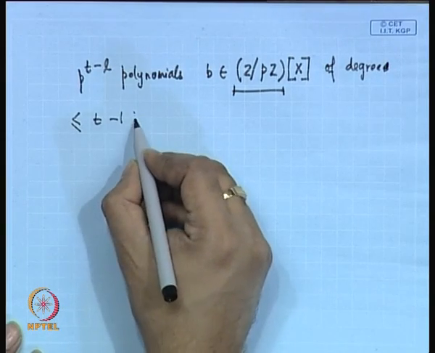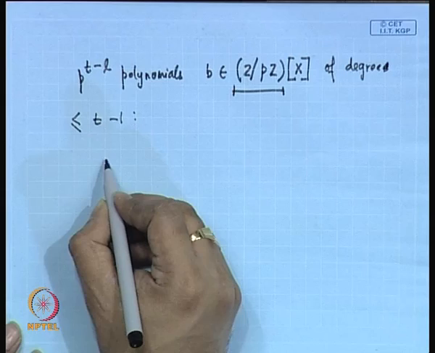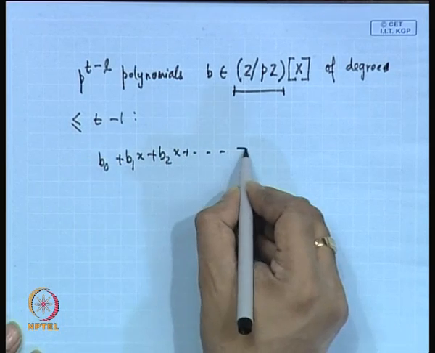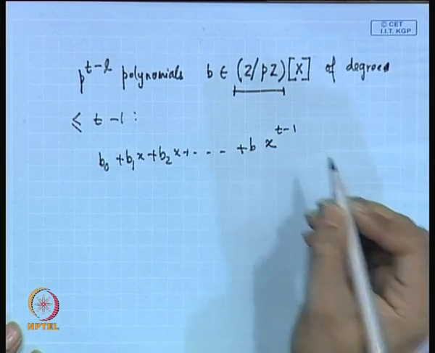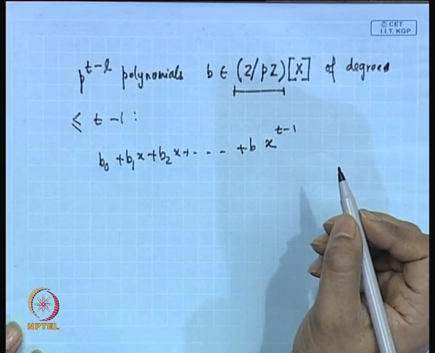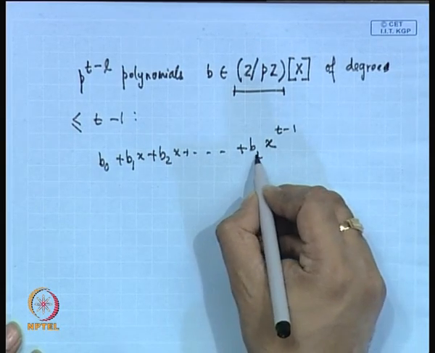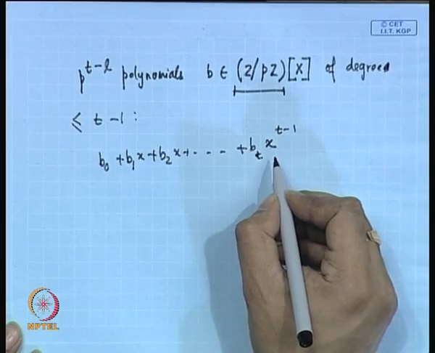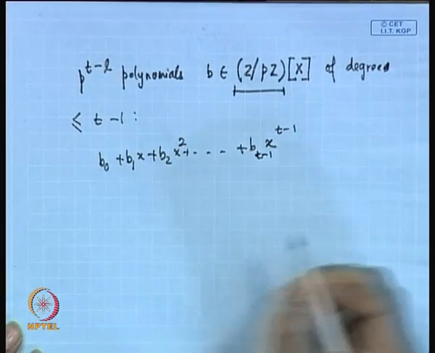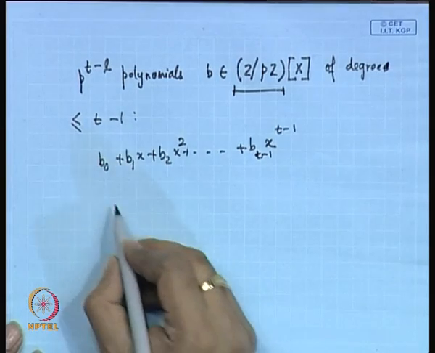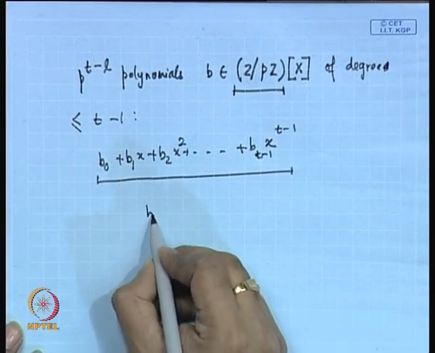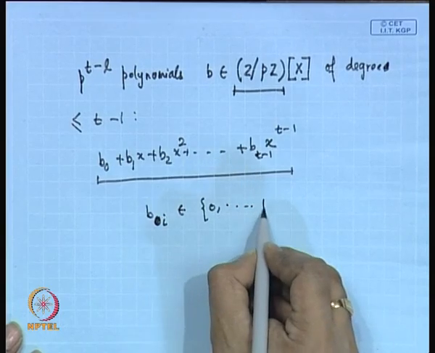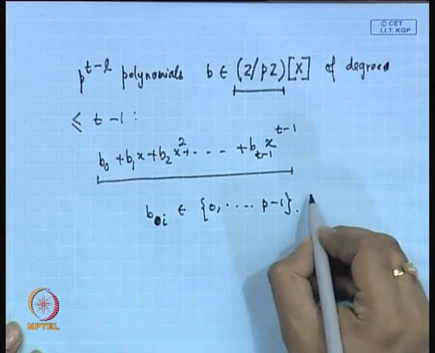Okay. So, what are the possible values of the polynomials? Polynomials could be like b0 plus b1 x plus b2 x squared and so on till x to the power of t minus 1, that is the degree, right. So, this is a possible polynomial, and what are these coefficients? Any b0 or any bi for that matter belongs to the set from 0 to p minus 1.